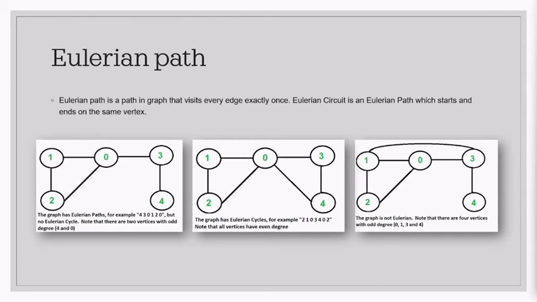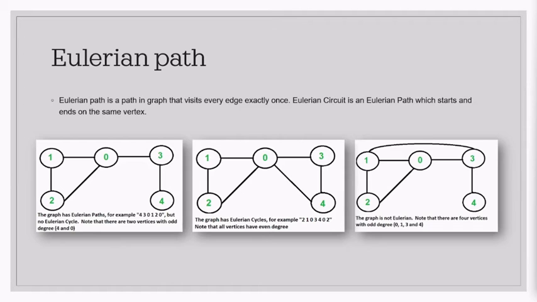Next, Eulerian path. Eulerian path is a path in a graph that visits every edge exactly once. Eulerian circuit is an Eulerian path which starts and ends on the same vertex. The first graph has Eulerian paths, for example, 4, 3, 0, 1, 2, 0, but no Eulerian cycle. Note that there are two vertices with odd degree, 4 and 0.